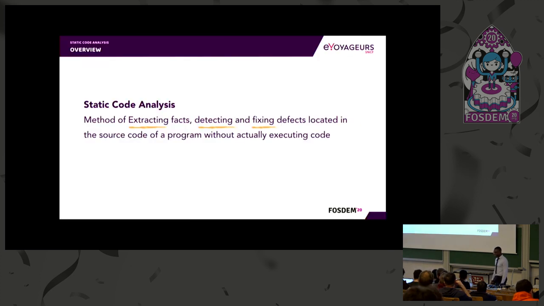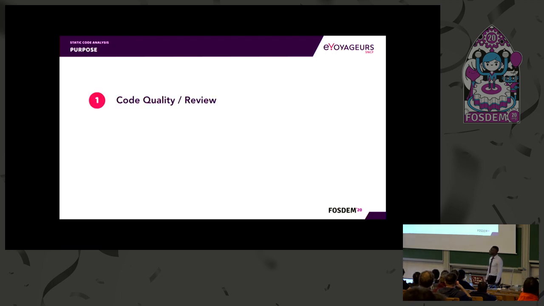Static code analysis. We can define it as a method to extract facts, detect and also fix defects in source code without executing it. They are mainly used to do code quality, code reviews, also compliance, when you have to do compliance tests for security, or you just want to ensure that your code style into the team is well respected. And, of course, to detect flaws and try to fix them before running it.